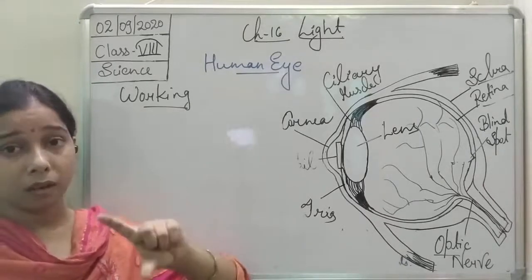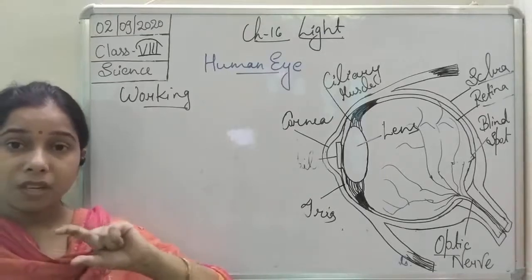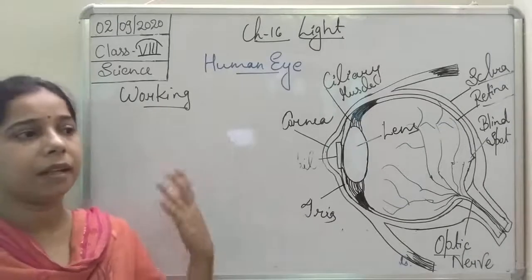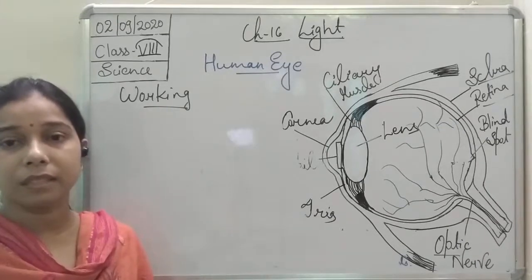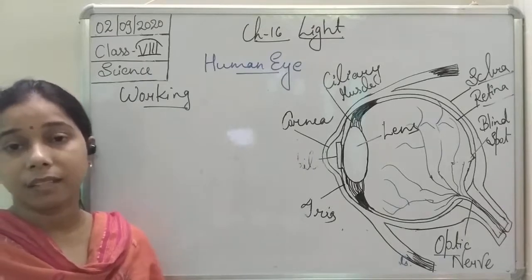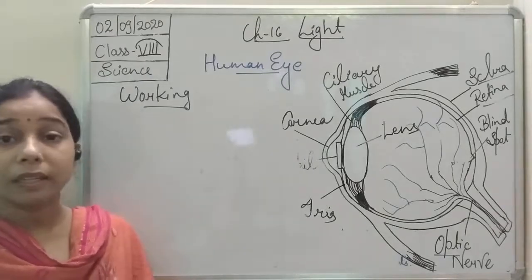Inverted means ulta. Okay, so if the image is inverted, then how are we able to see people as erect? How can we see the person as an erect image, not an inverted one?